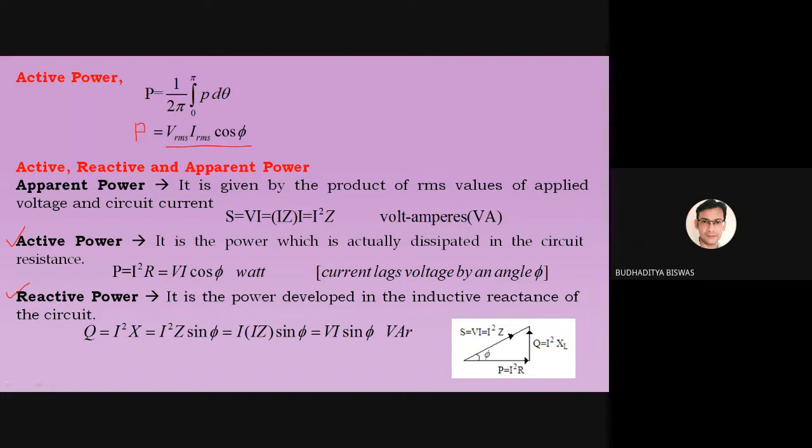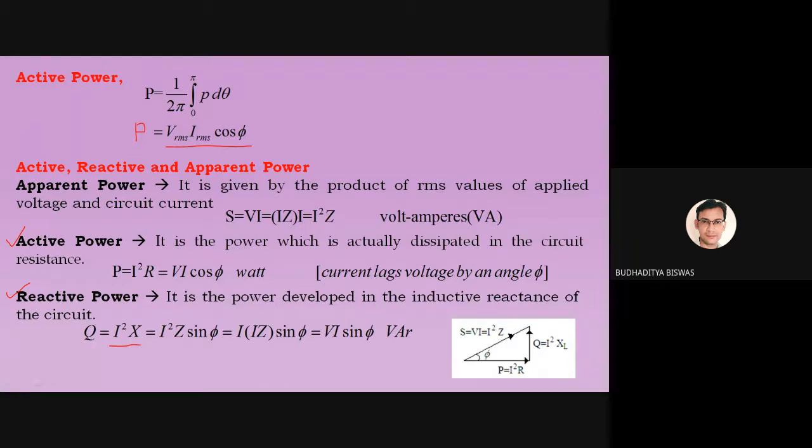The second one is the reactive power. Reactive power is the power developed in the inductive reactance or the capacitive reactance of the circuit. Inductive reactance means XL, capacitive reactance means XC. So the power developed in that particular XL and XC is called the reactive power. And this reactive power is nothing but I square into X. X may be XL or it may be XC.